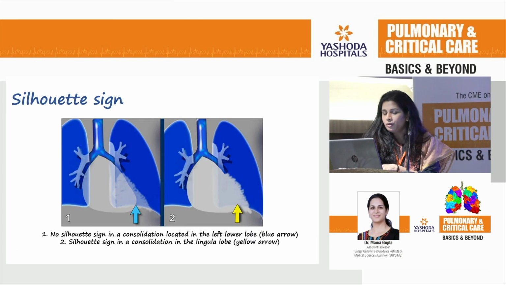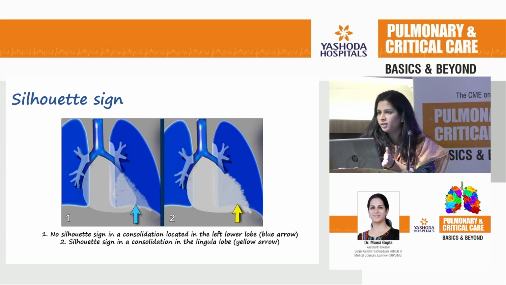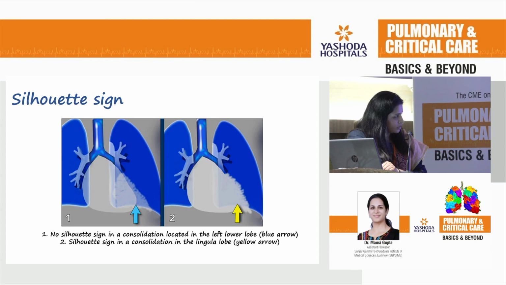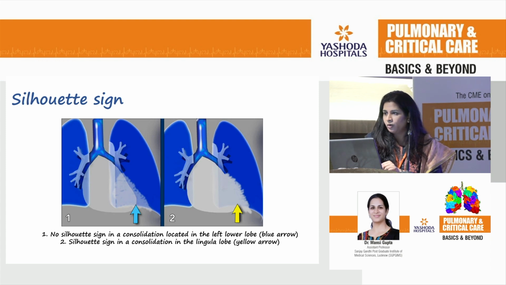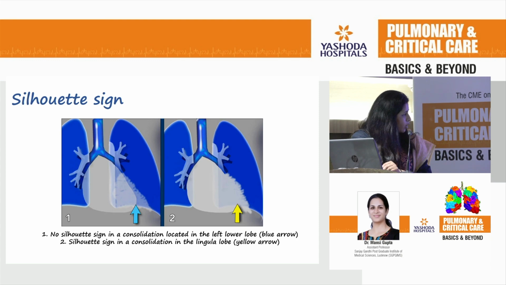Now, coming on to silhouette sign. So what is silhouette? We understand the silhouette is the border of something. Silhouette sign is kind of a misnomer. It is loss of the silhouette or the border, which is the silhouette sign. So normally you see the heart border, and when it is obscured, like this in this figure, then obviously there is some pathology going on. So you have two silhouettes importantly. One is on the left side, one is on the right side. If your left heart border is masked, then your pathology is in the lingula, okay? And if your right heart border is masked, then your pathology is in the middle lobe. So silhouette sign is very important for residents.